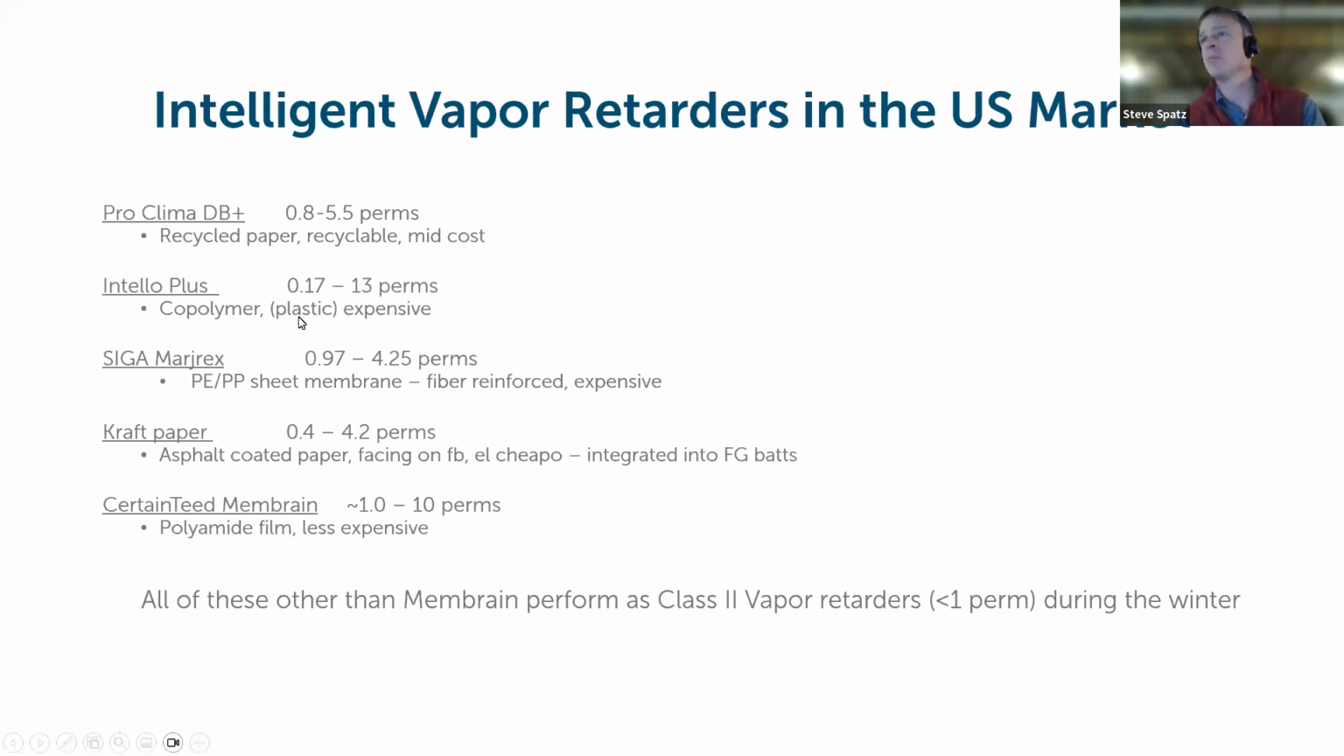So Intello has a 0.17 perm rating when we're talking about the exposure it's going to see during the heating season and its ability to retard vapor flow through that material into the cavity behind it. So it has one of the lowest perm ratings for that to serve as a vapor retarder. And then it also has a pretty high perm rating on the other side of the equation for that potential drying potential during the summer months outside of the heating season. So more to look at in there.